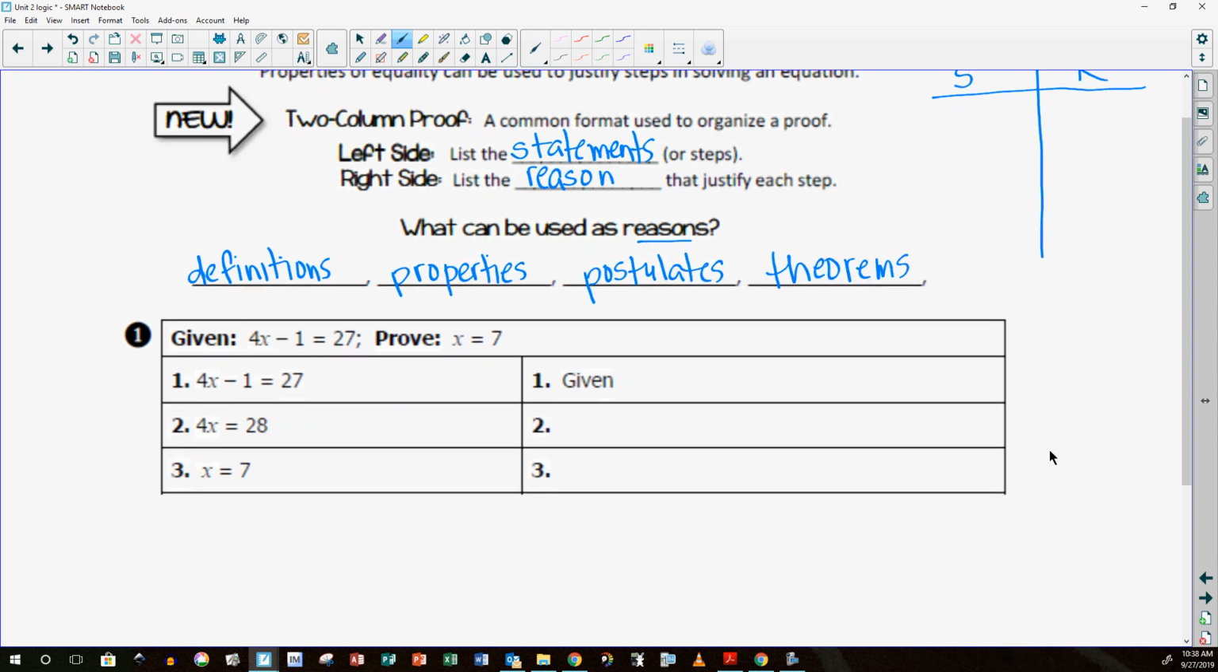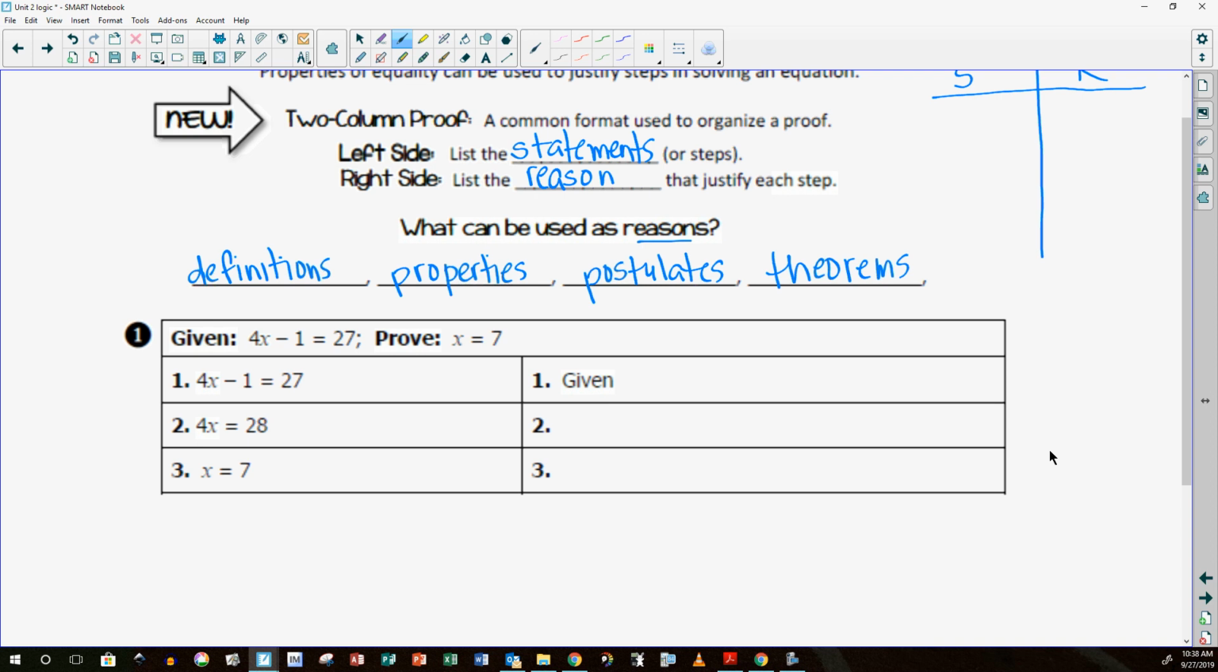So when you are writing a proof, the first ones we're going to do are going to start out very simple, where I give you the statements and you have to come up with the reason why. And then it's going to progress to you have to come up with your own statements and your own reasons.